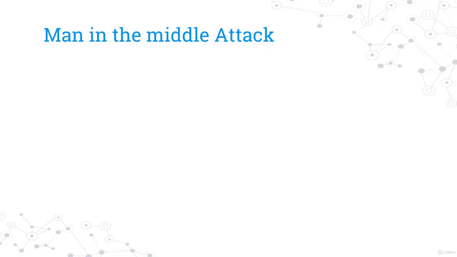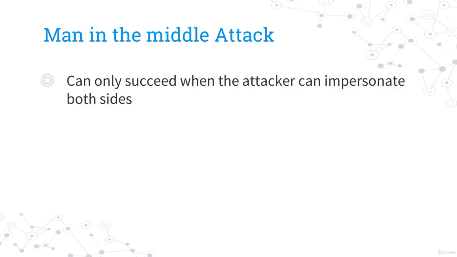So there are some key points to know about the man in the middle attack, and that is that it can only succeed when the attacker can impersonate both sides. So it's not just a matter of being able to position themselves in between two computers virtually. They also need to be able to fool both computers into thinking that they are the actual legitimate source or the intended target of the message. And an example here would be the attacker being able to impersonate the IP addresses of all the computers involved.